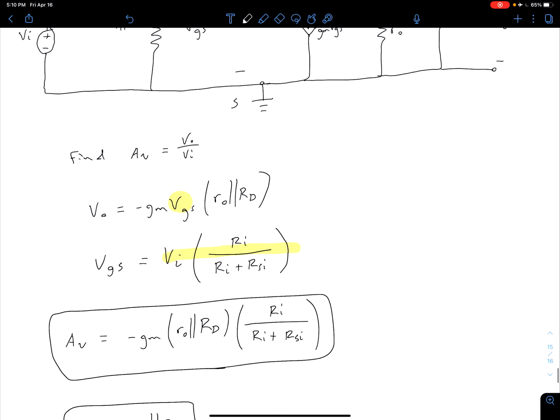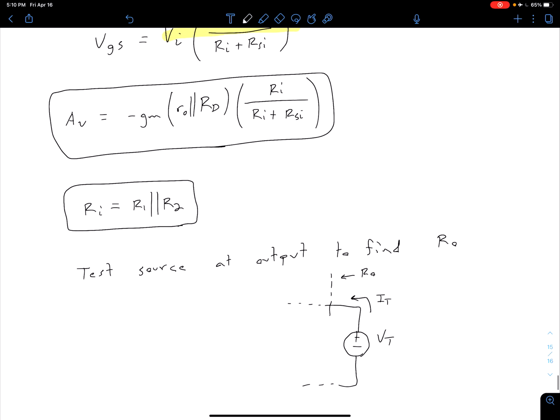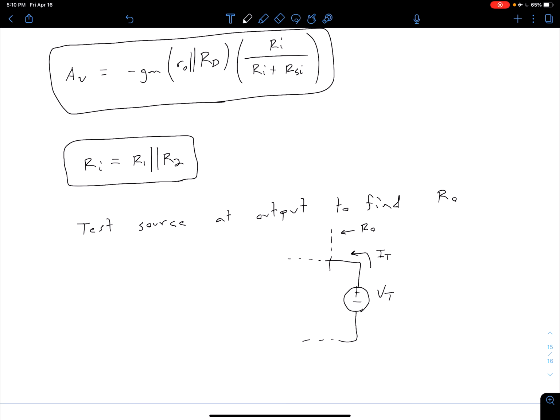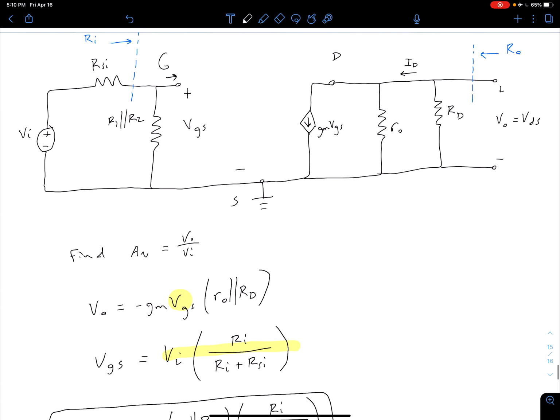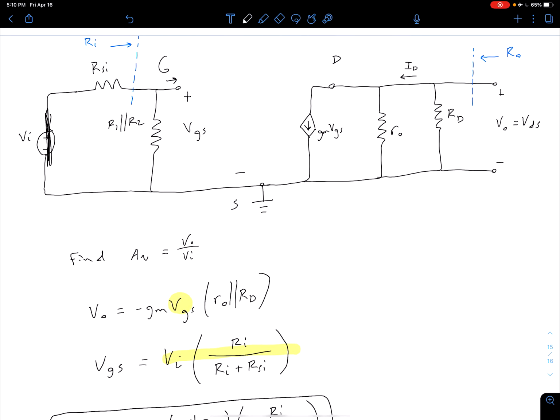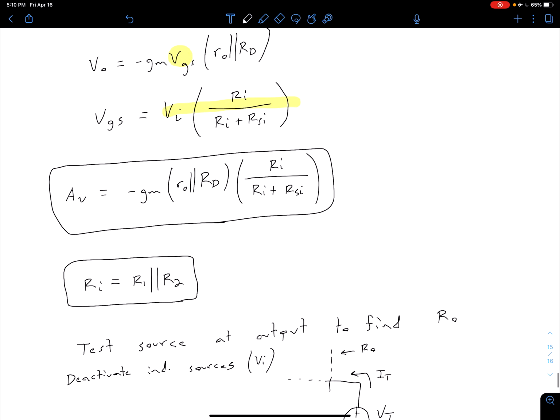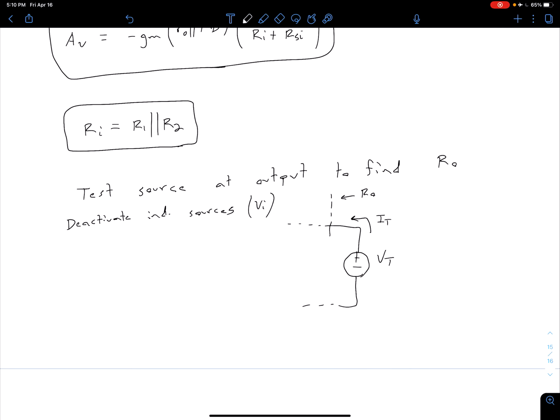And so we don't necessarily even need to draw that circuit, because remember, when we do this method, the first step is to deactivate independent sources. In this case, there's only one of them, that's the small signal input V sub I. If we deactivate V sub I, we're shorting it out, which means it's going to be 0. So we have VI equals 0.